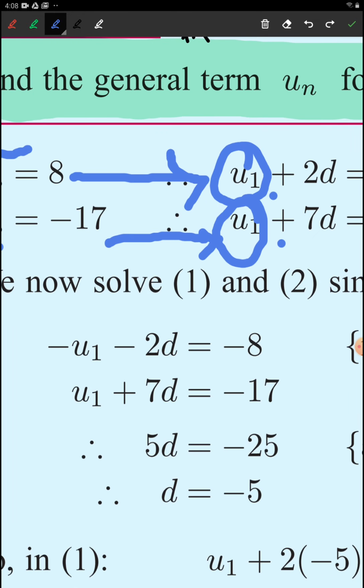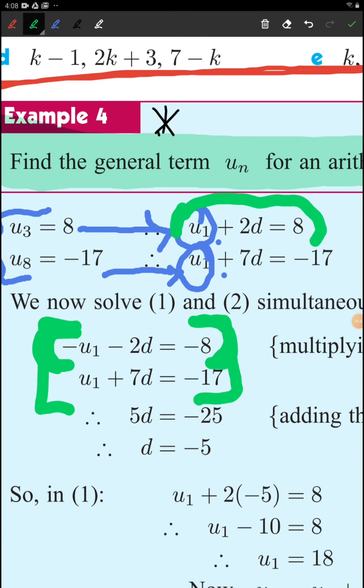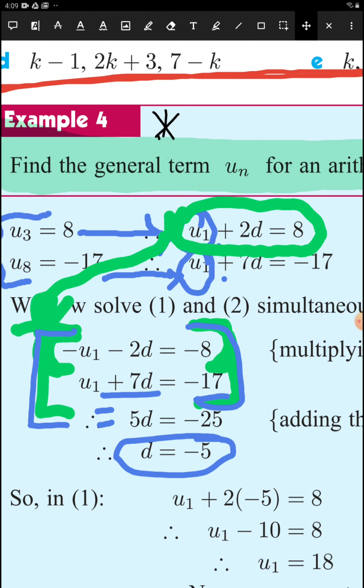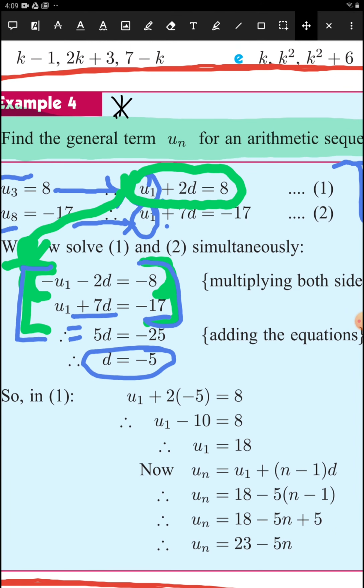So this is what they did. They multiplied the first equation by negative 1, just so that something ends up canceling. But in all reality, this equation and this equation, the top one, are the same. But they just multiplied everything by negative 1. And so they did a little elimination, a little system of equations. And they came up with positive 5d equals negative 25. And then so they found d equals negative 5. Okay. So that is honestly the hardest part. After you figure out the common difference, it's really just smooth sailing from there.